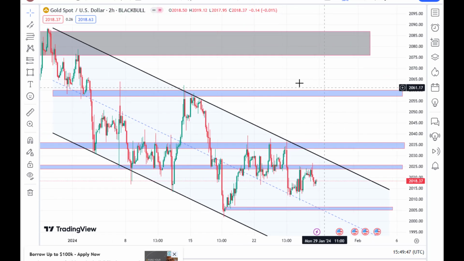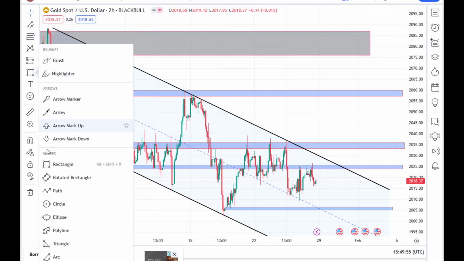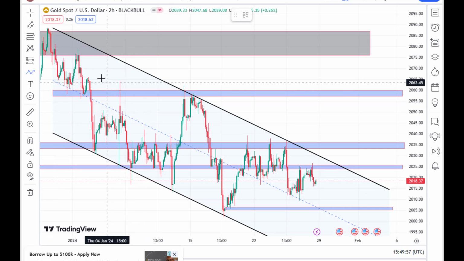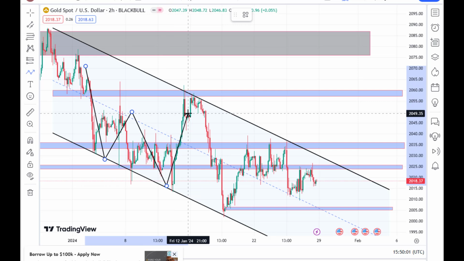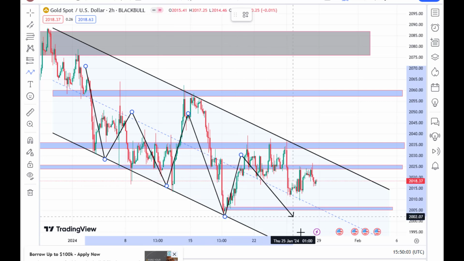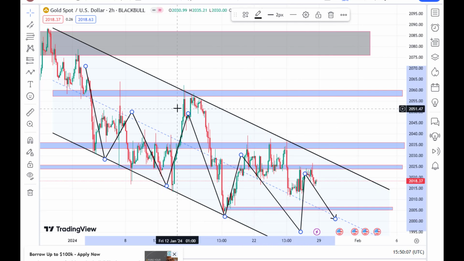Mind you, you have to pay attention to market structure as well, because when price is in a downtrend, you see that price is creating a series of lower lows and lower highs. This is what I mean, right? It pulls up, pulls up, pulls up, pulls up. So price has completed these swings right now.